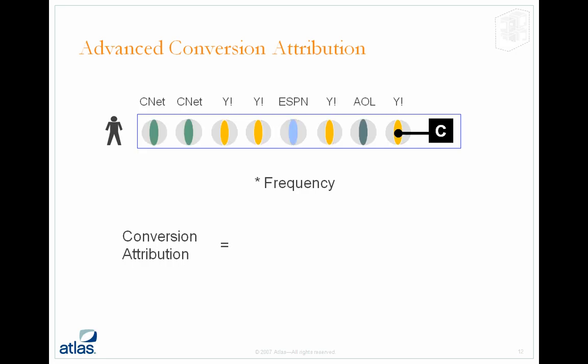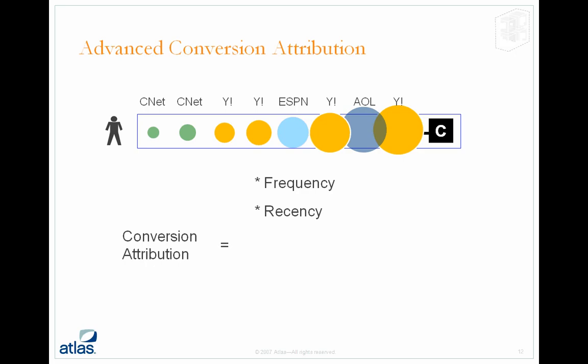So frequency we should definitely take into account. All right, so now I've changed the color of the little dots, and I'm also labeling the dots for different sites here. So this person, let's say they got 2 ads on CNET, 2 more Yahoo ads, an ESPN ad, another Yahoo ad, an AOL ad, and then the final Yahoo ad that maybe they clicked on and went to the advertiser's site and bought something. So we're taking into account frequency, we're taking into account the sites.